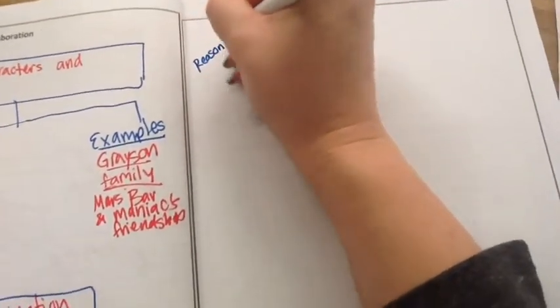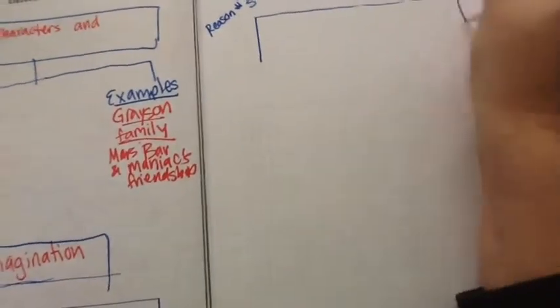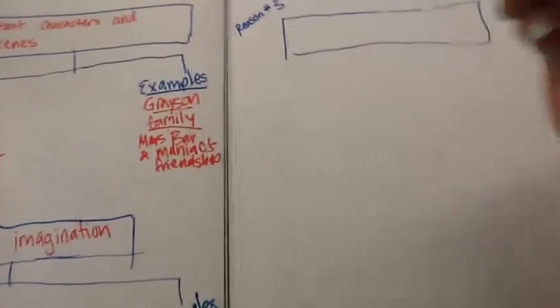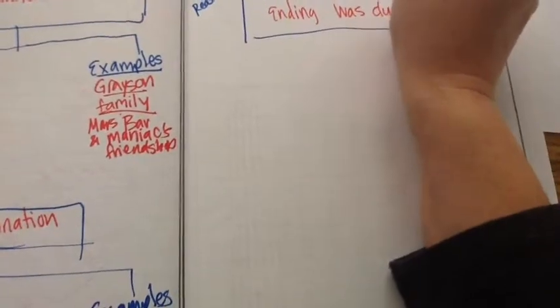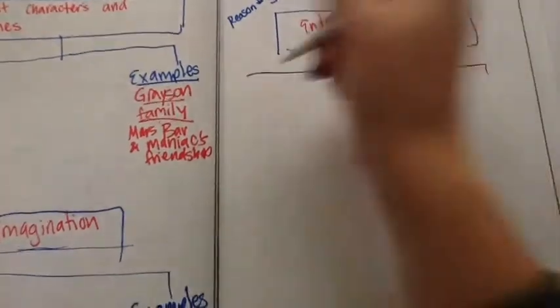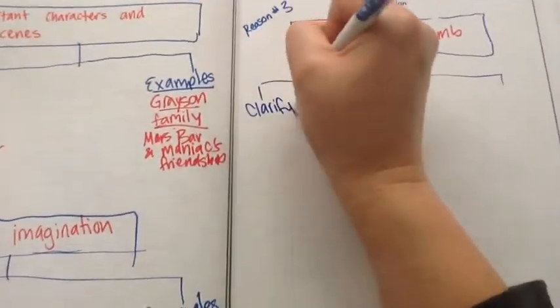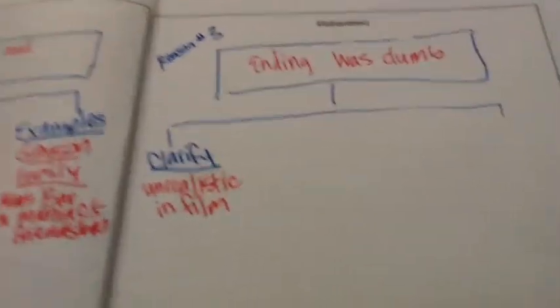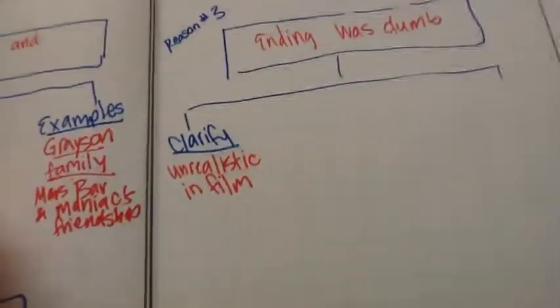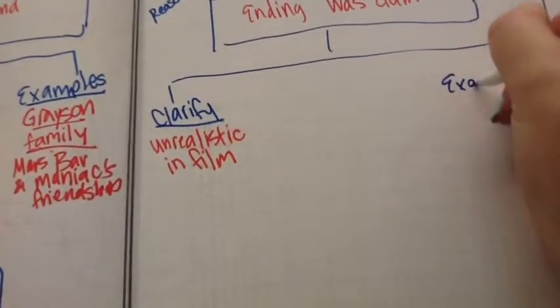So reason number 3. I create the top of my tree, which is where my reason's going to go. And my third paragraph I decided was going to be that the ending was dumb. Okay, and so I need to clarify what that means. So what do I mean the ending was dumb? So when I clarify, I mean that I think that the ending was dumb because it was really unrealistic in the film. Now I'm ready to come up with some examples of what I thought was unrealistic.